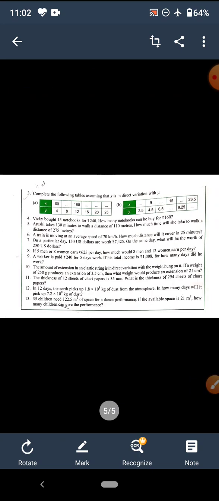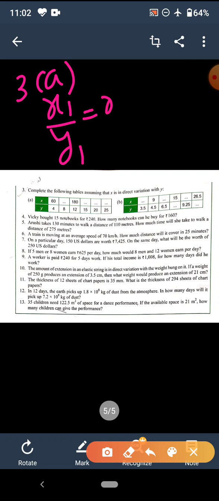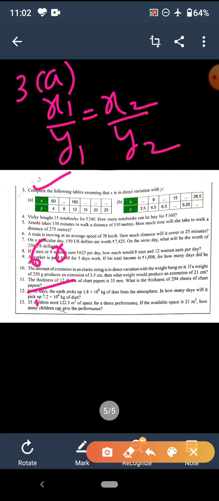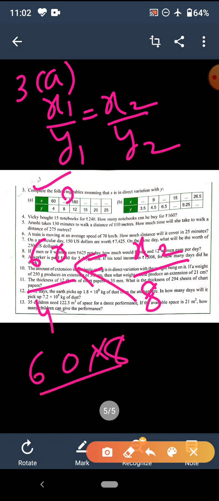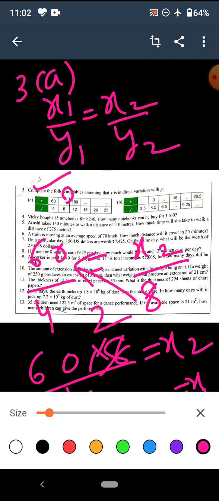Now question number 3. Complete the following table assuming that x is in direct variation with y. Okay, we have to assume that x and y are in direct variation, means x1 upon y1 is equal to x2 upon y2. So what is x1? That is 60. What is y1? That is 4. What is x2? We don't know. And y2 we have 8. Now do the cross multiply. 60 into 8 upon 4 is equal to x2, that is 15 into 8... so x2 is equal to 120. So what will you fill in this box?